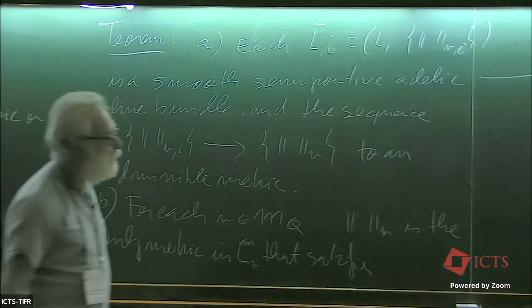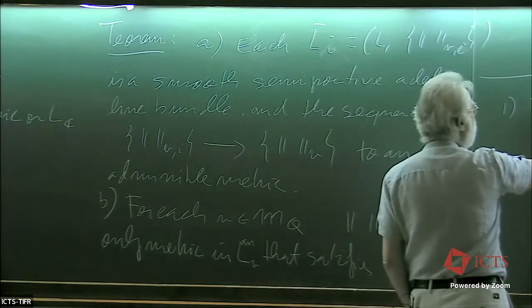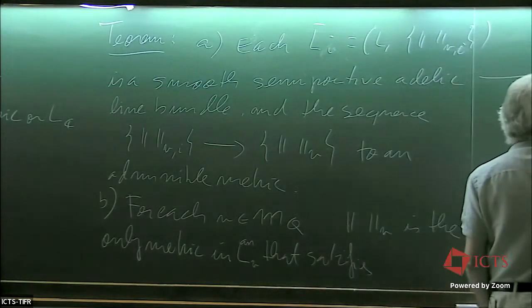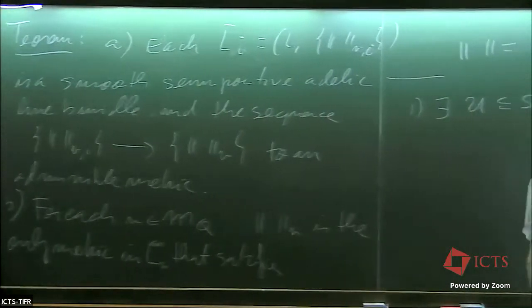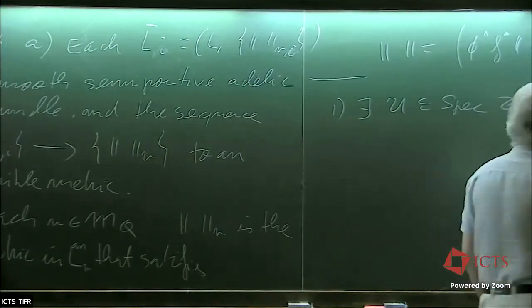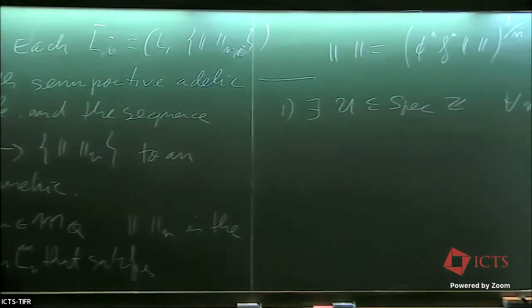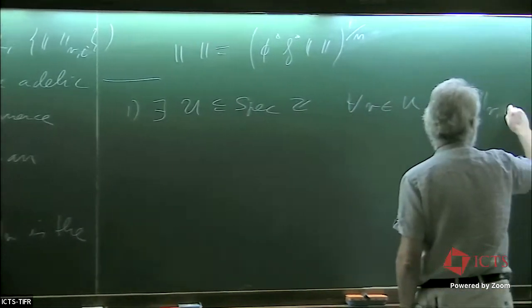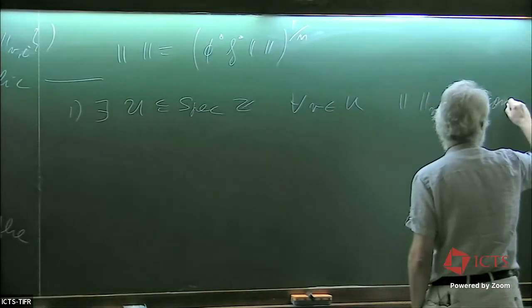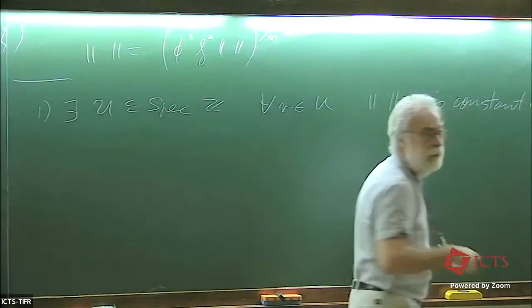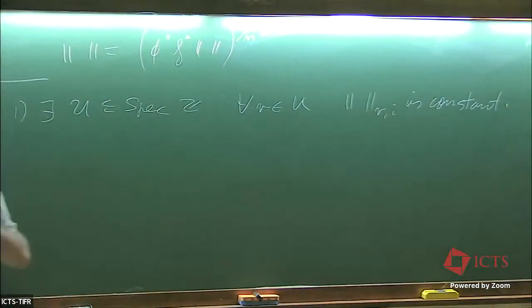And remember that for the convergence, what we need first is that there exists an open set U inside the spectrum, and for every place in this U, the sequence v_i is constant. So this was the first condition for the convergence: that in an open set there is really no convergence, it's a constant thing. But this is clear because I have my model psi.